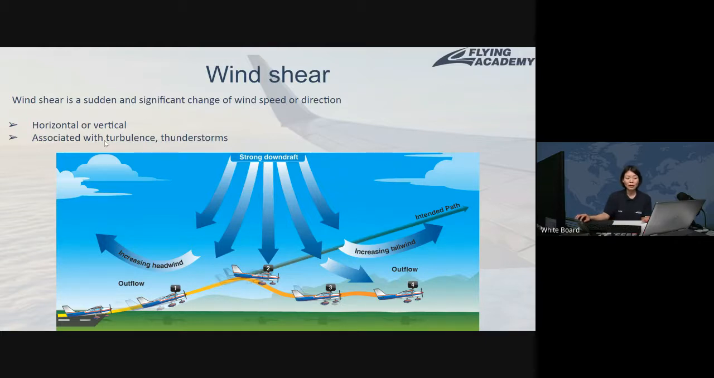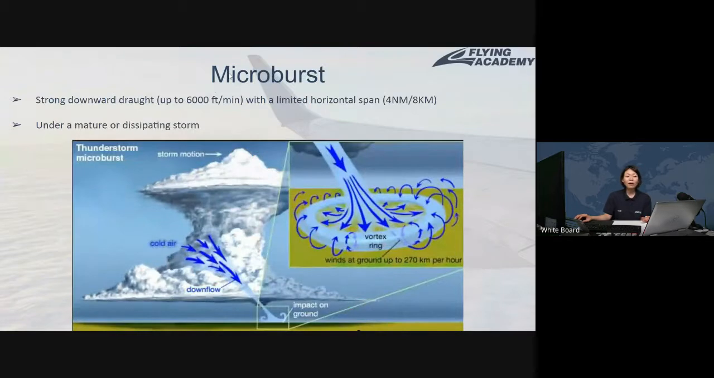So there is a horizontal and vertical movement, and then normally it comes with turbulence and thunderstorms, especially if you are below the thunderstorm cloud or towering cumulus cloud. Clear for this? And there's another type of wind shear, which is the microburst.